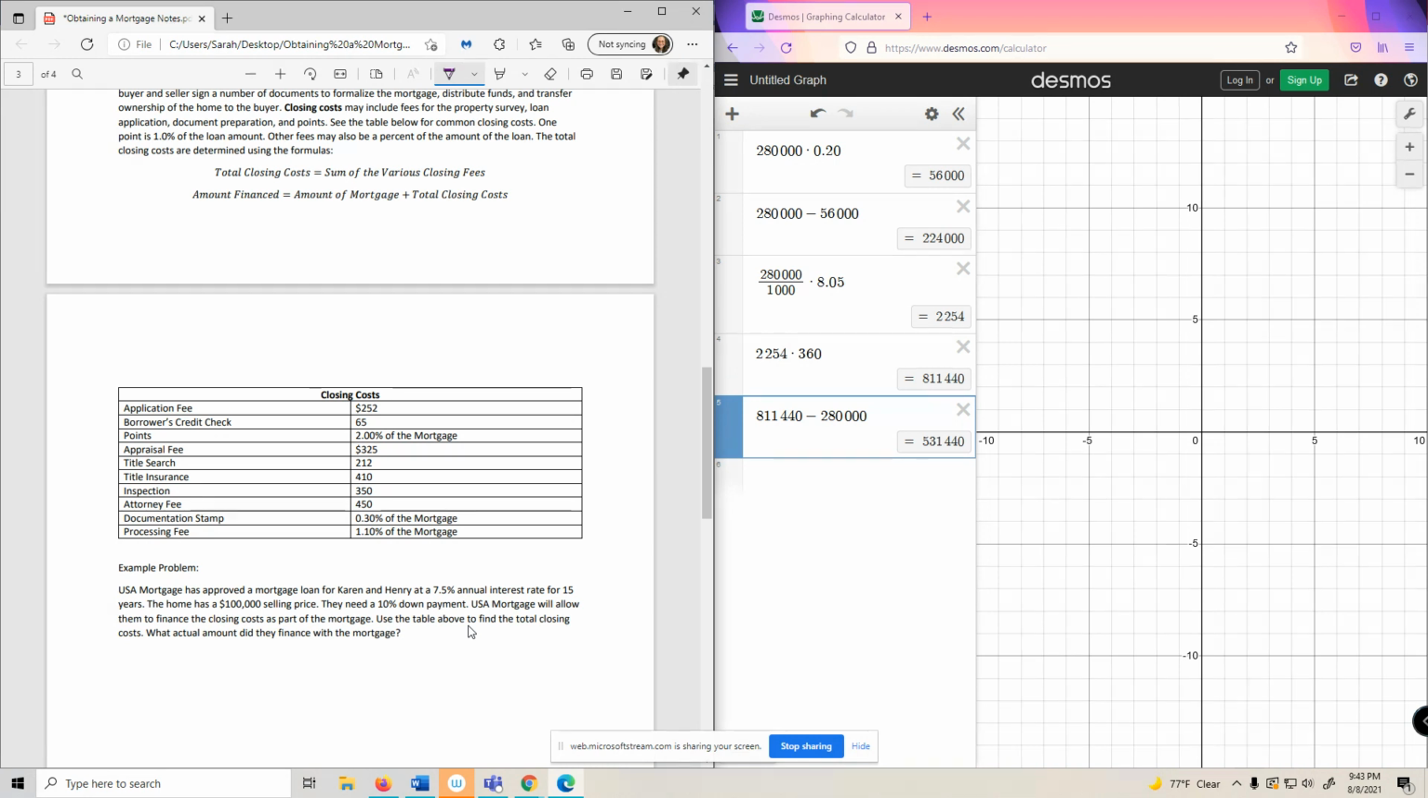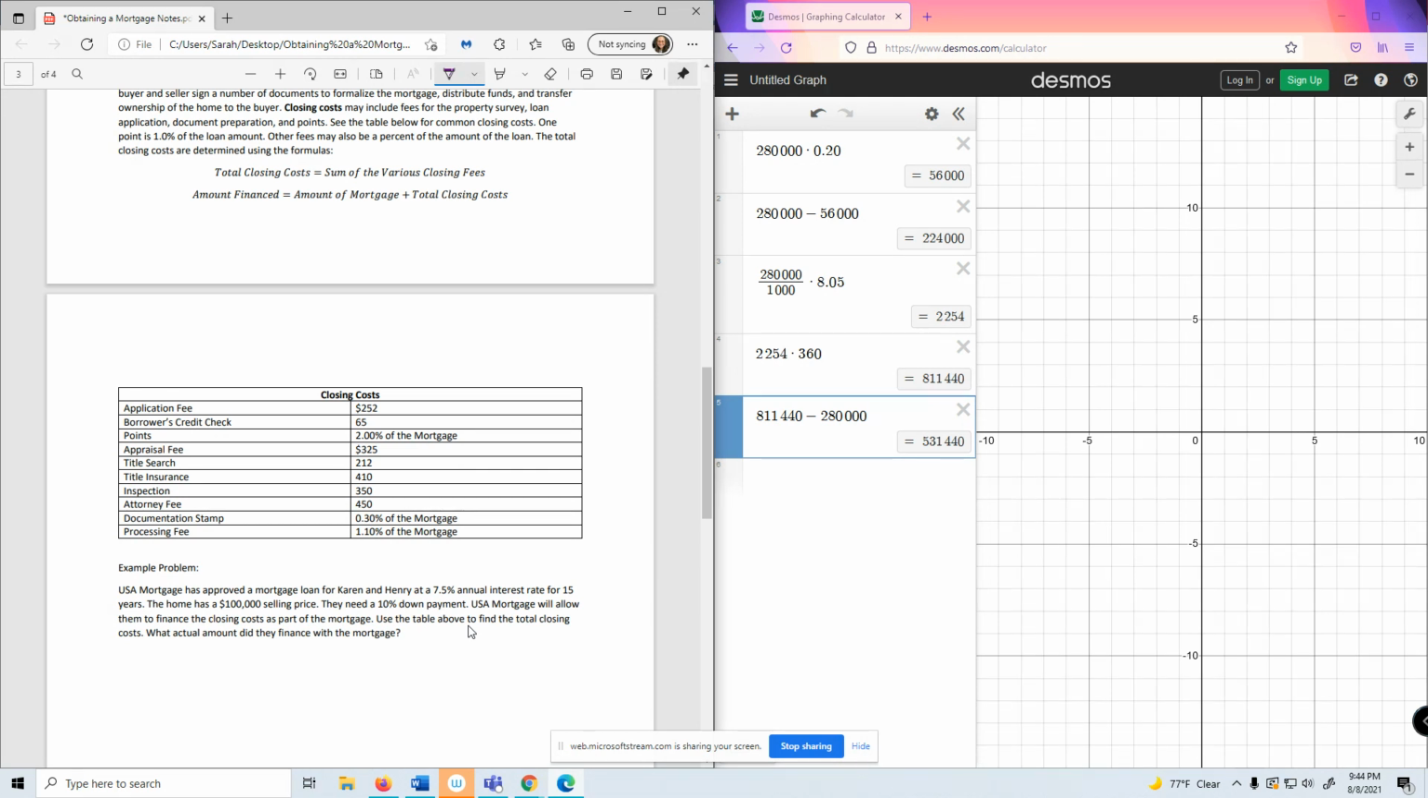USA Mortgage has approved a mortgage loan for Karen and Henry at 7.5% annual interest rate for 15 years. The home has a $100,000 selling price. They need a 10% down payment. USA Mortgage will allow them to finance the closing costs as part of the mortgage. Use the table above to find the total closing costs. What actual amount did they finance the mortgage?